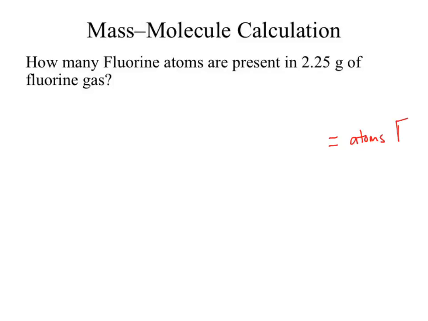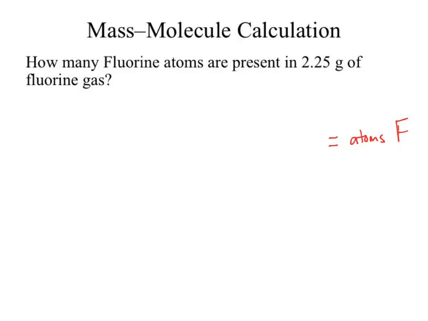Not quite. F2. How do you know it's F2? It's a diatomic molecule. Okay? Fluorine gas is diatomic. The question says fluorine atoms for an answer. So now we've got to be careful. F2 is fluorine gas. What are we being asked to solve for? Fluorine atoms. So it's not F2, it will be F.